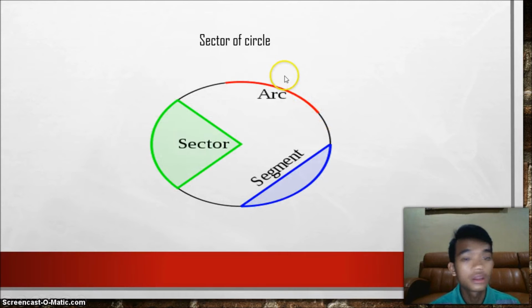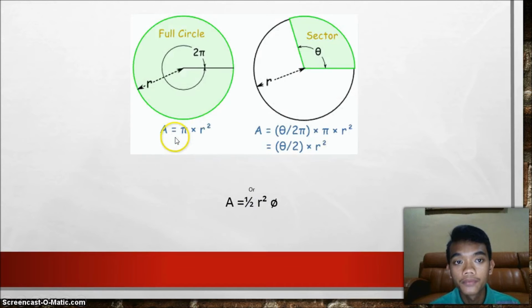So this is a sector of the circle. This is the arc, this is a sector, and this is a segment. For the full circle, the formula is pi r squared. For the sector area, we use theta divided by 2 pi, times pi r squared. Or we just use theta over 2 times r squared, so area equals half r squared theta. This is the sector. If we want to define the sector, we must use this angle.